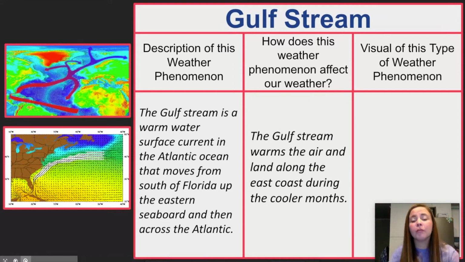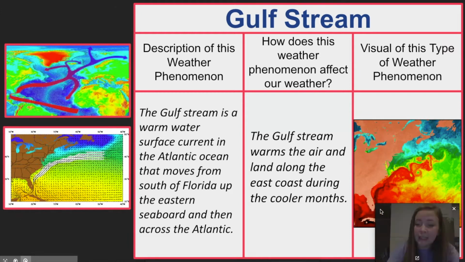The Gulf Stream, remember, since it warms that surface temperature of the water in the Atlantic Ocean, it warms the air and land along the East Coast during the cooler months. So as that warmer water evaporates into the air, that water vapor transfers its heat to the air around it. So again, our air on the coast is much warmer than the air further inland, which is why we tend not to see snow very often, because of that Gulf Stream warming up the water around us and then that warm water evaporating into the air.